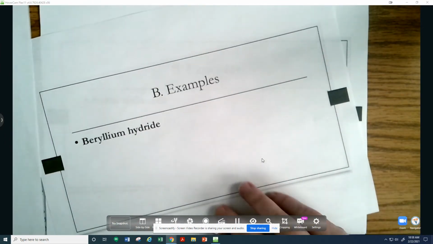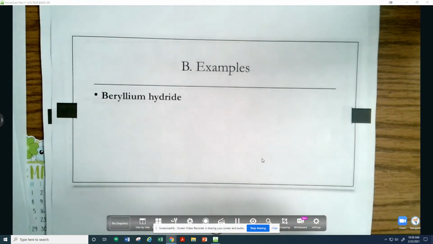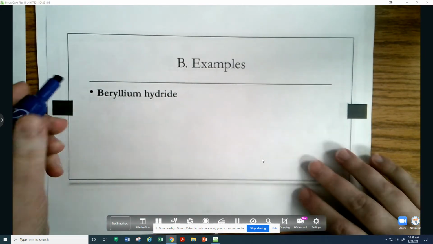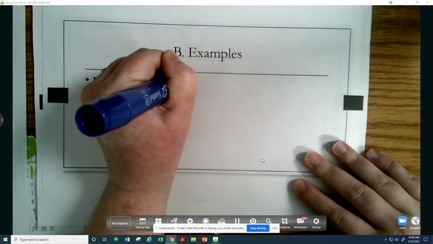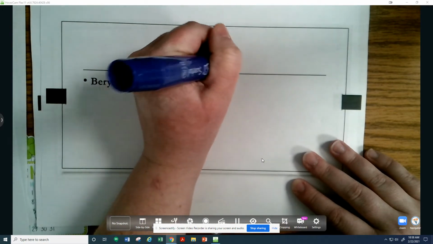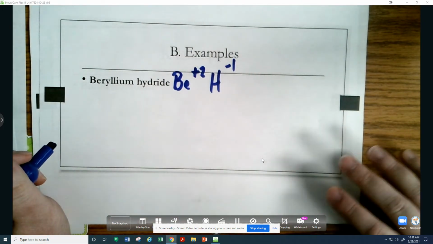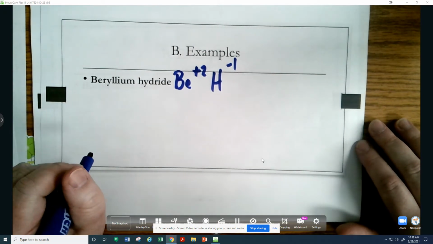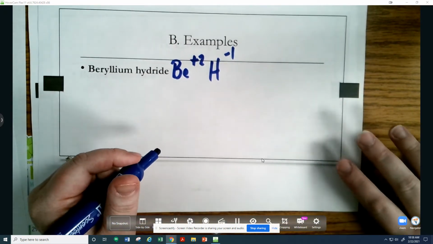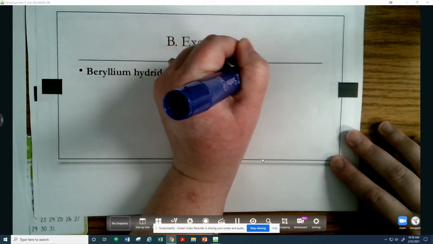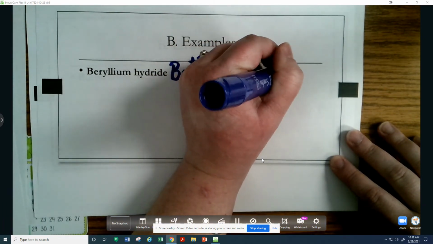So our first example is beryllium hydride. Notice that this one does not have prefixes with it, so that means we need charges and we're going to cross. So beryllium, because it's an alkaline earth metal, is Be with a +2. Hydride is hydrogen with a -1. Hydrogen's kind of odd. Hydrogen can do one of 2 things. It could be +1 or -1. It's very fluid in terms of what it can do with its 1 valence electron. So we get a formula of BeH2.